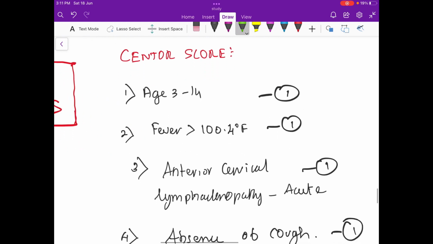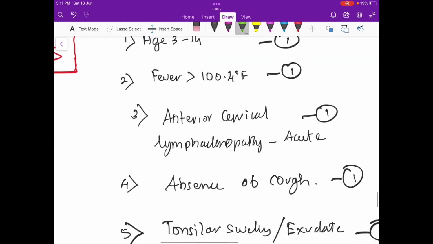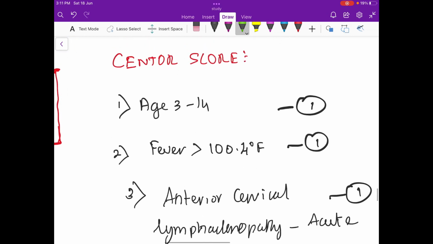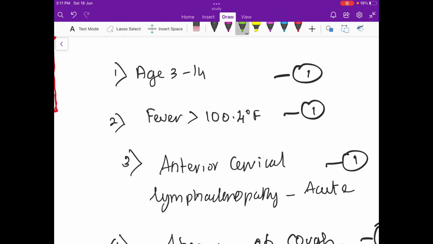McIsaac scoring. In this scoring, there are 5 parameters. First, I will read out the parameters. The first parameter is, if the child is aged between 3 to 14 years, you can give 1 point. And if you have a child with fever more than 100.4 degree Fahrenheit, then give 1 point. If you have acute anterior cervical lymphadenopathy, neck nodes are common in a growing child, but if the neck node is enlarged, which is more than a significant size of more than 1 centimeter, and if it is painful, then it is acute anterior cervical lymphadenopathy.